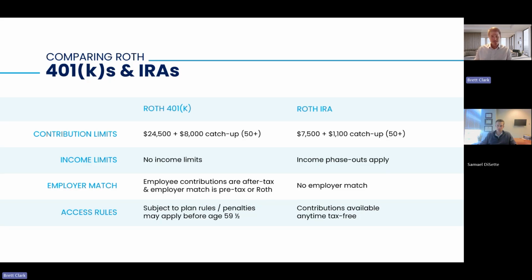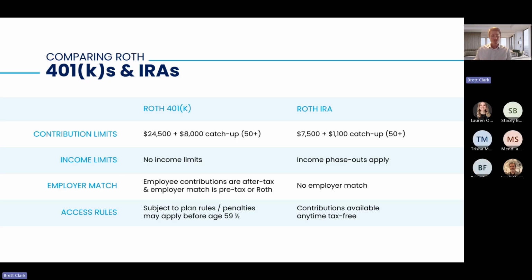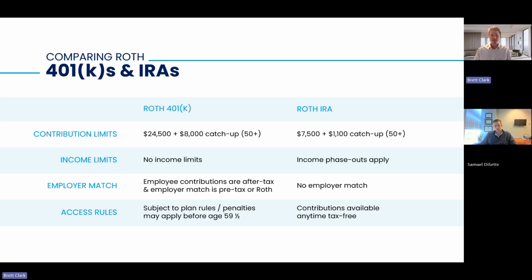Now, here's a big difference. A Roth 401k has no income limits. If your employer offers it, you can use it no matter how much you make. A Roth IRA, on the other hand, does have income phase-outs, meaning higher earners may be limited or excluded from contributing. Those phase-outs depend on your tax filing status, so I won't go into all of them, but I will quickly mention that if you file as a single and you make $168,000 or more a year, you can't contribute directly to a Roth IRA.